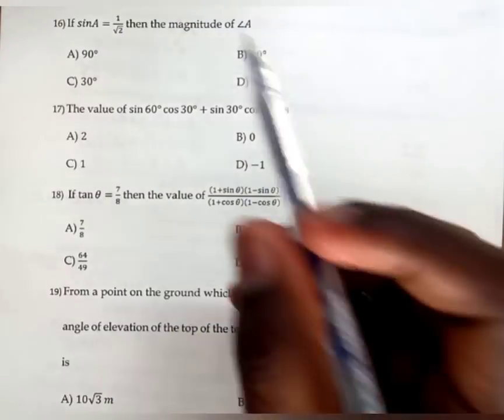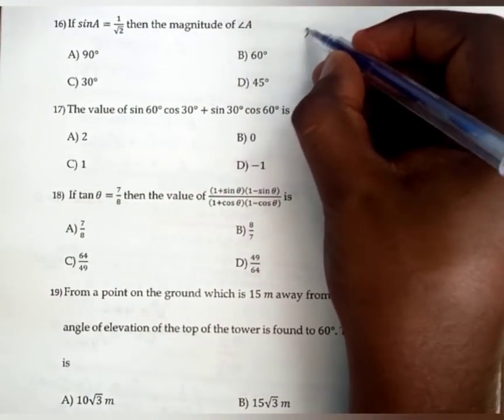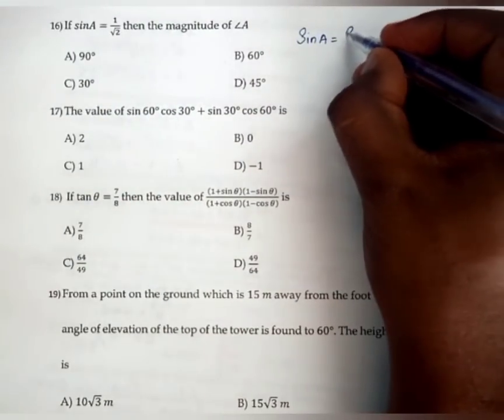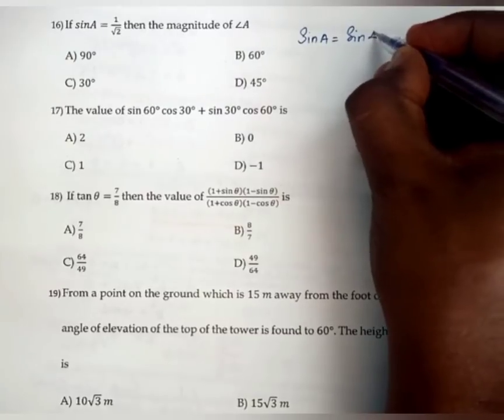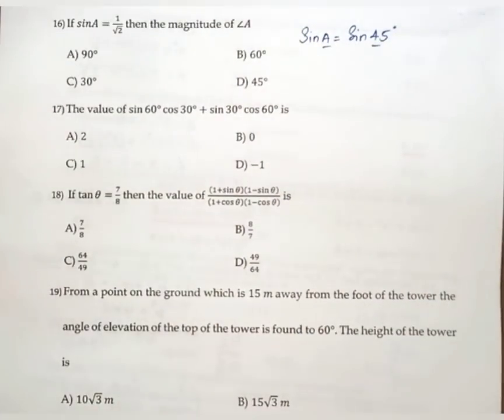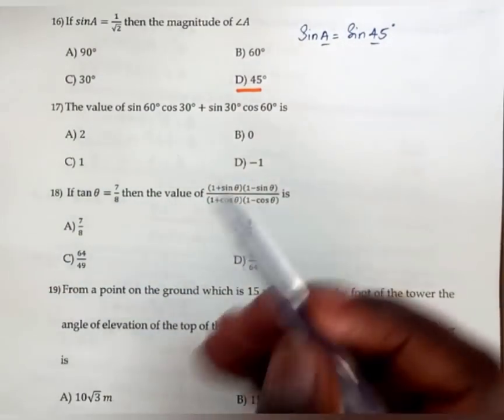Now moving to question number 16. If sin A equals 1 by root 2, then the magnitude of angle A is? Sin A equals 1 by root 2. Therefore, 1 by root 2 can be written as sin 45 degree. Therefore, angle A is 45 degree. Therefore, the correct answer is option D, 45 degree.